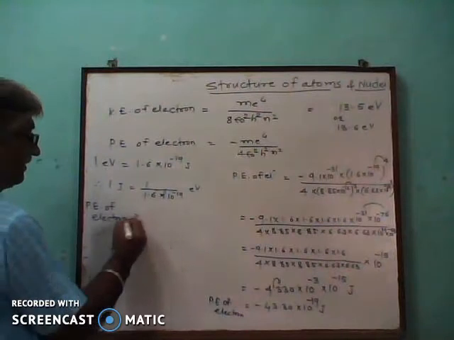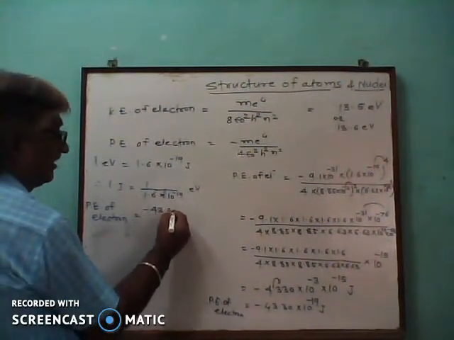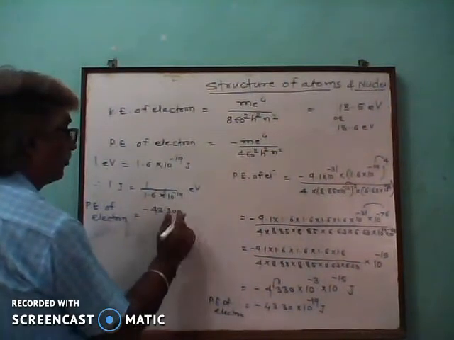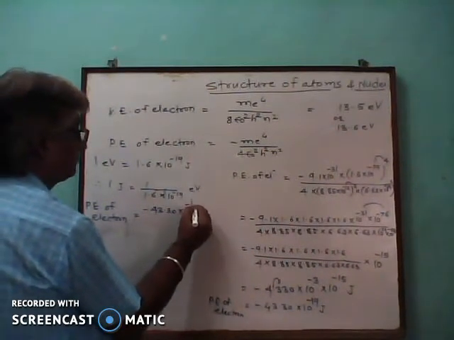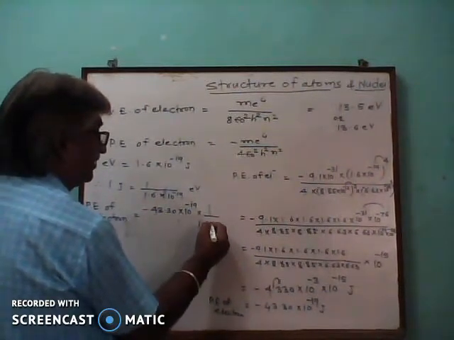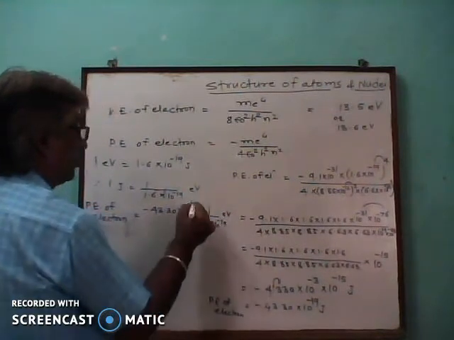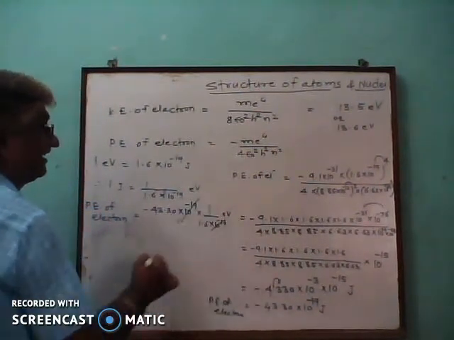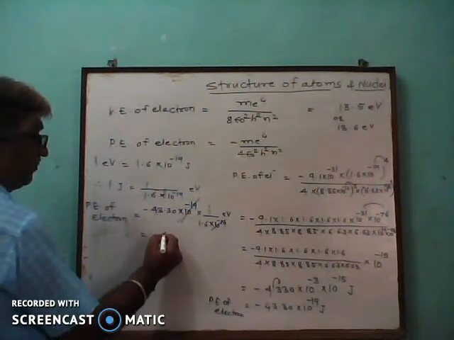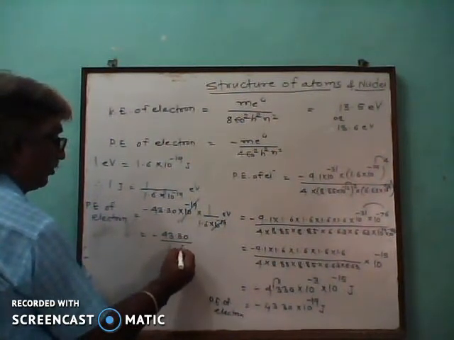If we substitute the value here, the potential energy of the electron will be minus 43.30 × 10^-19 into 1 upon 1.6 × 10^-19 electron volt. The 10^-19 terms cancel, leaving minus 43.30 divided by 1.6.